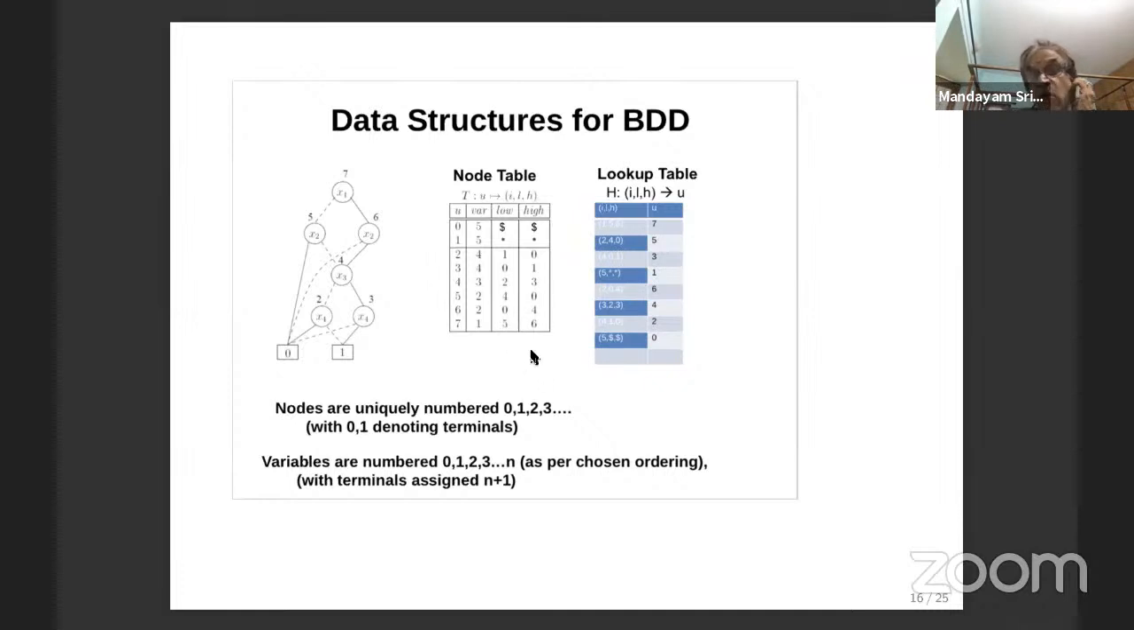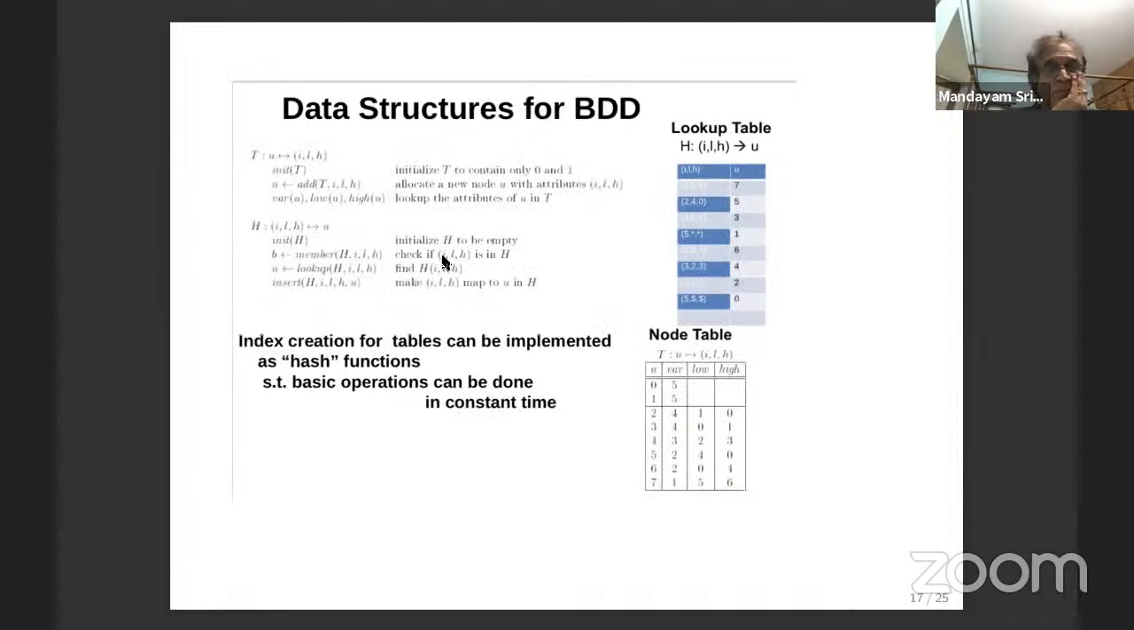Here I'm showing it after the construction, but as you construct the BDD, you will build these tables as well. So each table has operations: the initialization, and the add operation, which, given a triple i, l, h, constructs a new entry and creates a new ID u for it. Then var of u, low of u and high of u just give the variable, the unique ID of the low subtree and the unique ID of the high subtree associated with each of those.